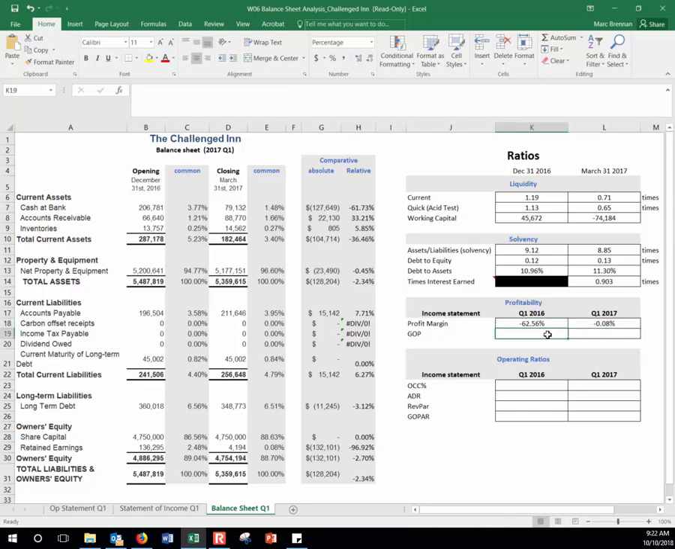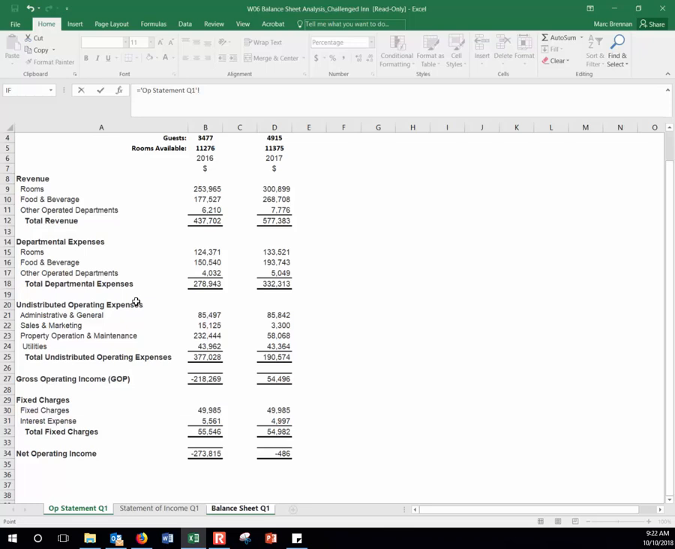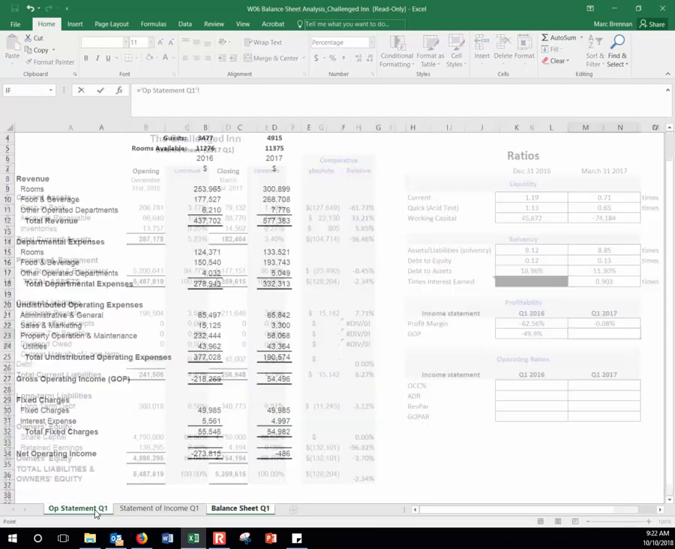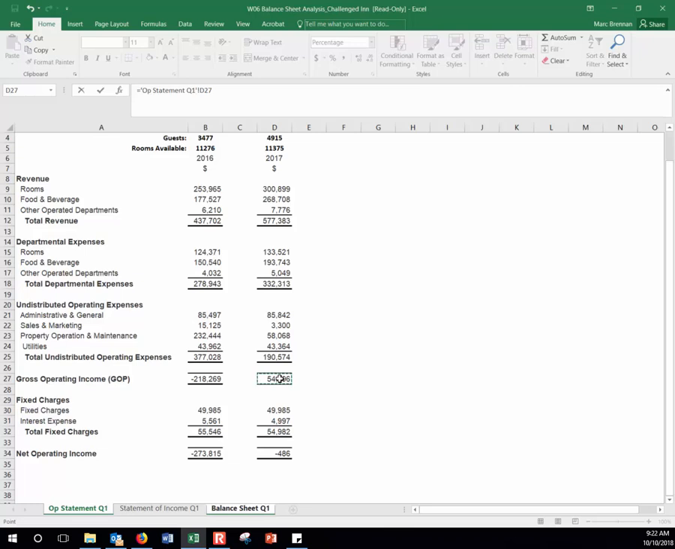Okay. My gross operating profit, okay, as a percentage. Okay, so GOP margin, I'm going to do the same. So my gross operating profit divided by my total revenue. That's not good. And then we're going to do the same for this quarter.